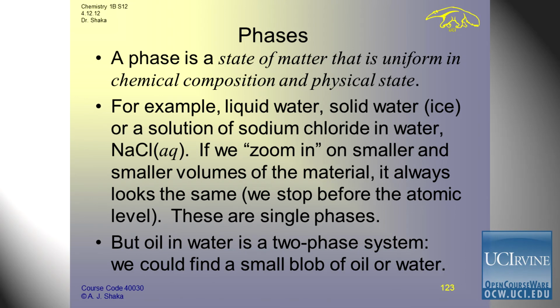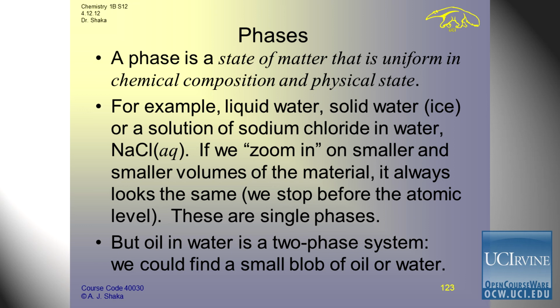Okay. Let's talk about phases. A phase is a state of matter that is uniform in chemical composition and physical state. For example, liquid water is a phase. Solid water is a different phase. Solid water and liquid water don't have the same properties at all with respect to very important things. Same molecule, but different physical state. Same chemical composition, different physical state equals different phase. And then I could have a solution of sodium chloride in water, and that would be uniform throughout, salt water. That's again one phase, a solution phase.